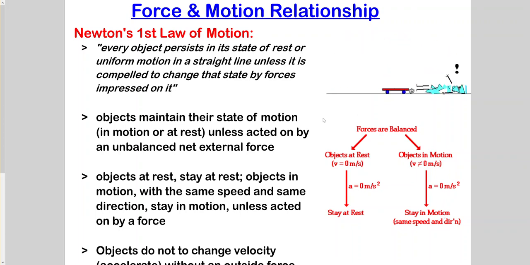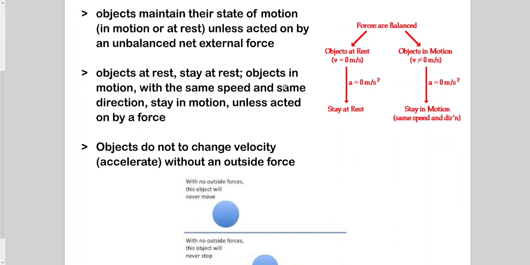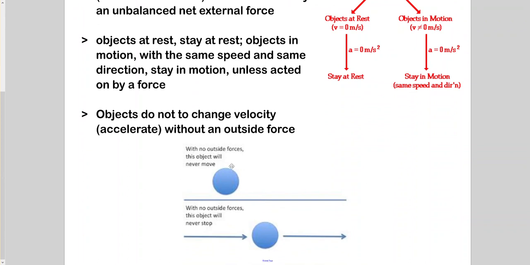So we need some net force that is not zero. That's where it comes into, unless it is compelled to change by forces. When a force acts on an object, it causes the object to accelerate. If there is no net force, it keeps whatever motion it currently has. In other words, it doesn't accelerate. So objects do not change velocity or accelerate without an outside force. This ball will just sit here unless an outside force acts on it, and this one will never stop unless an outside force acts on it to speed it up or slow it down. And that, in essence, is Newton's first law.